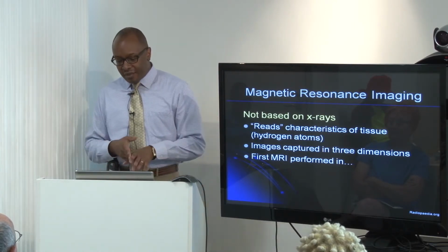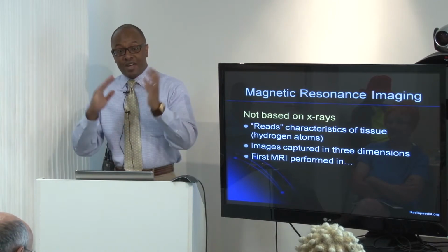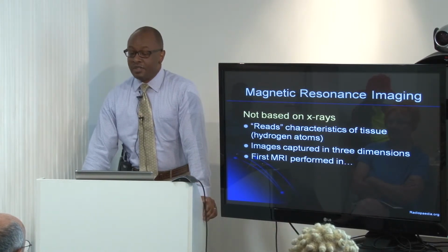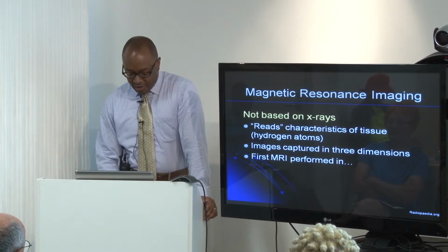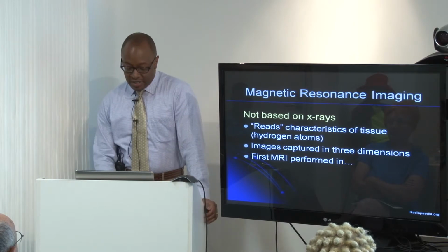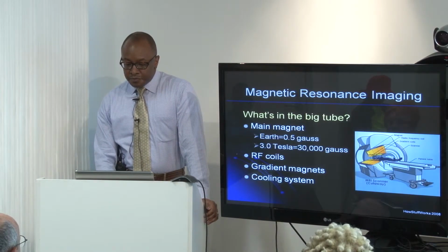But one of the problems with MRI is that it's this very narrow tube that some people literally can't fit into. And depending on the strength of the MRI, usually the more powerful the MRI, the narrower the tube, and the harder it is to fit in there.